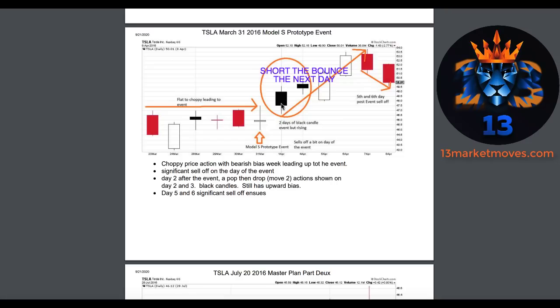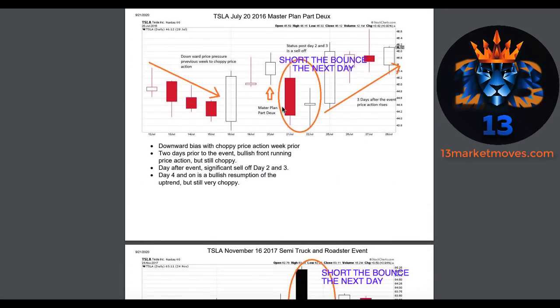It will ultimately bounce, but we're pretty much guaranteed, no matter whether it's a black candle, white candle, red candle, that the stock will go lower. So for a day trade, it's almost 100% probability type trade when Tesla opens tomorrow, irrespective of whether it opens higher or lower. You short the damn thing, it drops, you collect the gains. It's very, very simple. Okay, next time frame, 2016, July 20th, master plan, part 2.